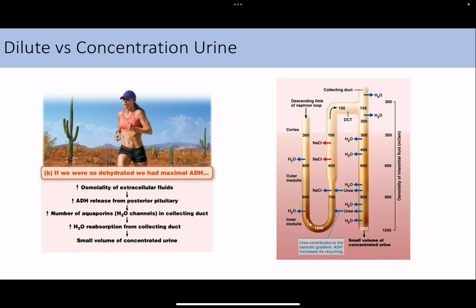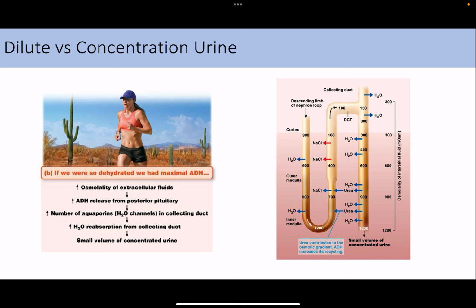And because we're taking all of that water from the filtrate and putting it back into the blood, what you end up with is this very small volume of super concentrated urine. So in the image here, again, you don't have to know about the math or the concentrations, but you can see here's a highly concentrated 1200 milliosmoles and a very dark urine.